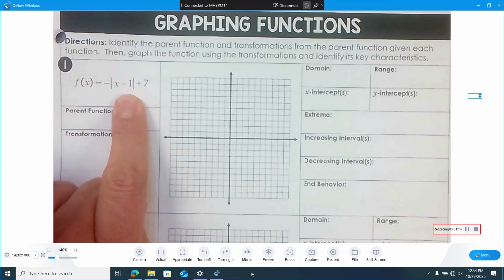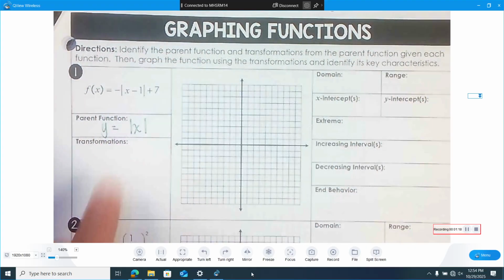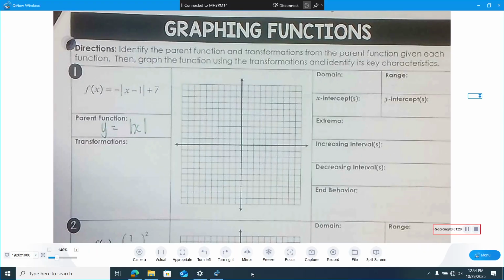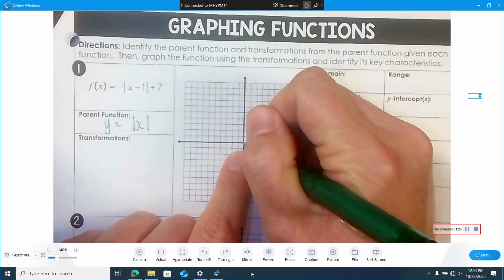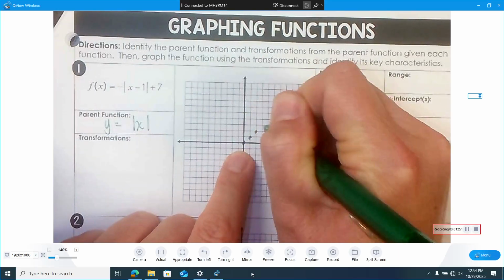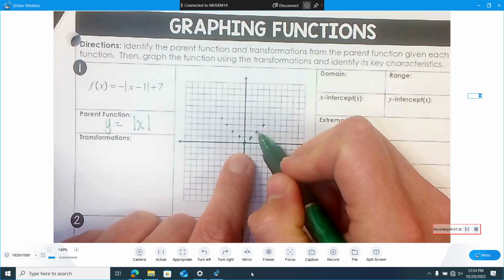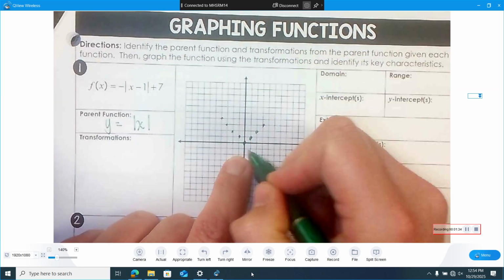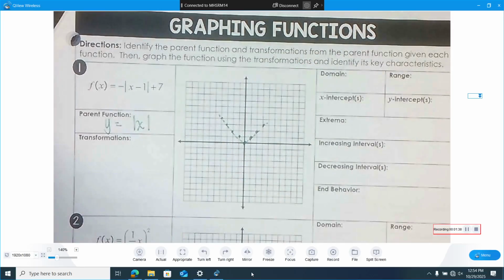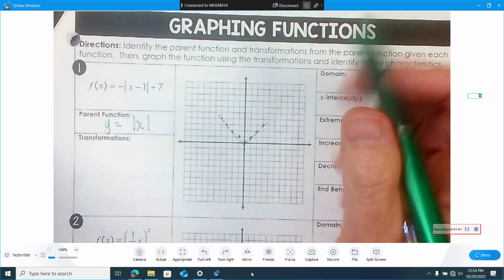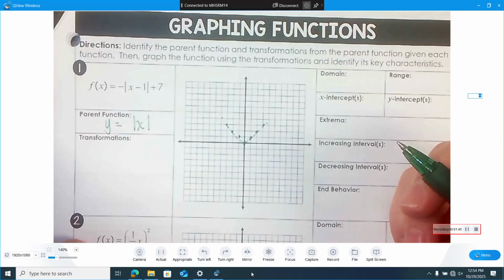What is the parent function here on number 1? Absolute value. So y equals the absolute value of x. And that is our basic function, the most basic. And what shape is it? A V. It's a V. So I want to plot a few of those very basic points, which is 0, 0, 1, 1, 2, 2, 3, 3. That's good enough. So there is our very basic parent function. And that, then, we are going to transform a little bit.